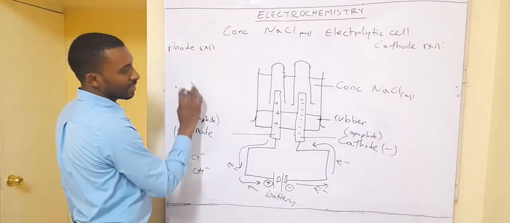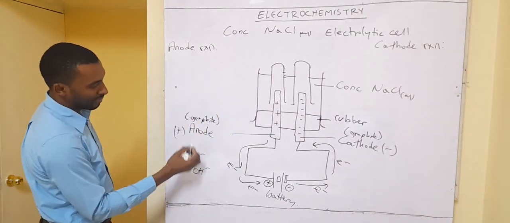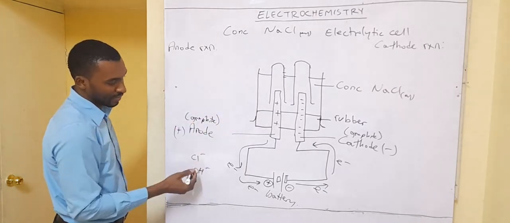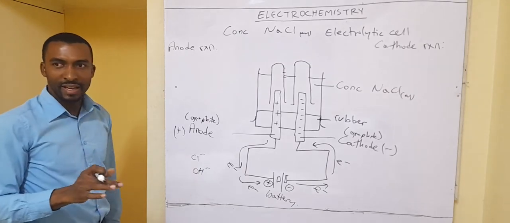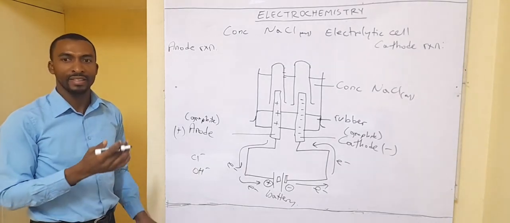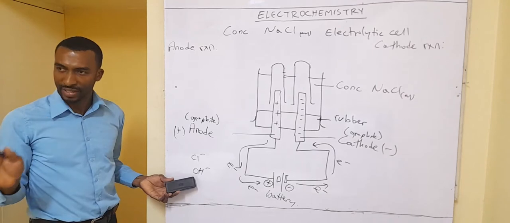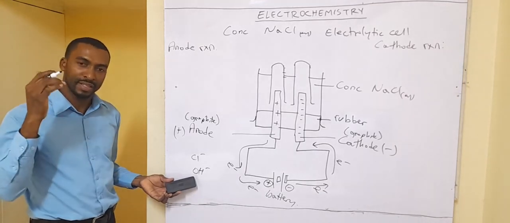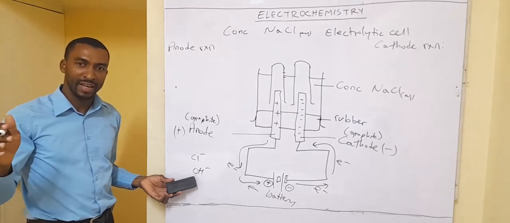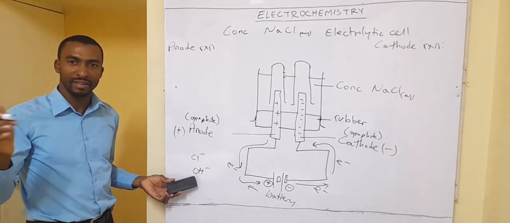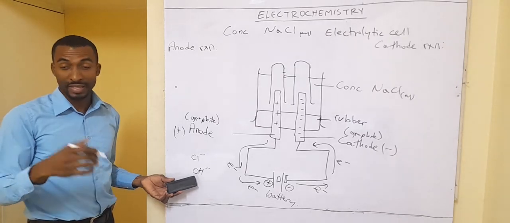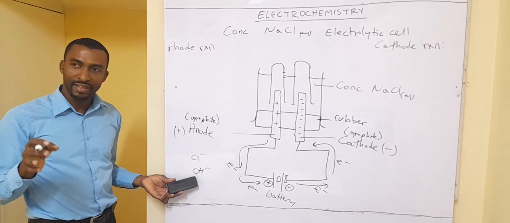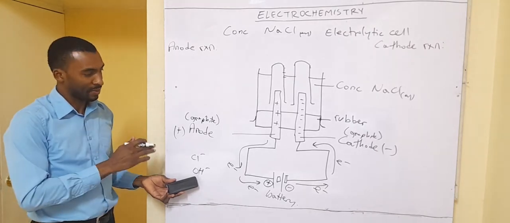Now, the possible reaction at the anode is chloride or hydroxide, right? But remember that in this case it's a concentrated solution of a halide ion. So the halide ion is going to discharge in preference to the hydroxide ion because it's concentrated sodium chloride. So if it is chloride, bromide, or iodide, whether they use sodium bromide, magnesium bromide, potassium chloride, or potassium bromide, and it's concentrated, it's the halide ion that is going to react at the anode.